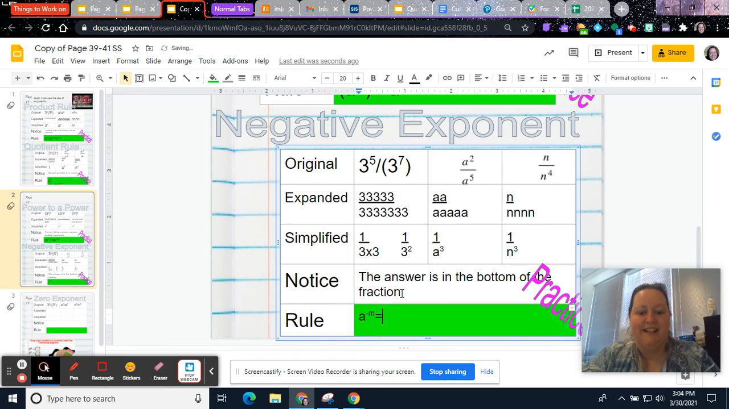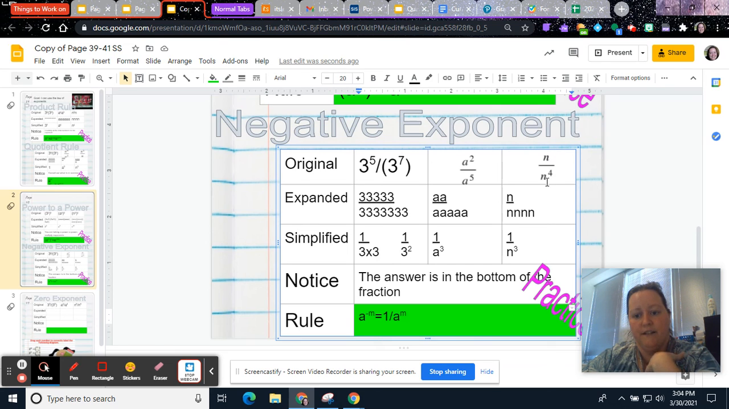is 1 over a to the m power. So whatever your answer was, this would have been 3 to the negative second. When you take 5 minus 7, you get negative 2. That means it goes to the bottom of the fraction. This one, 2 minus 5, that gives you a negative 3. a to the negative third, put it at the bottom of the fraction.